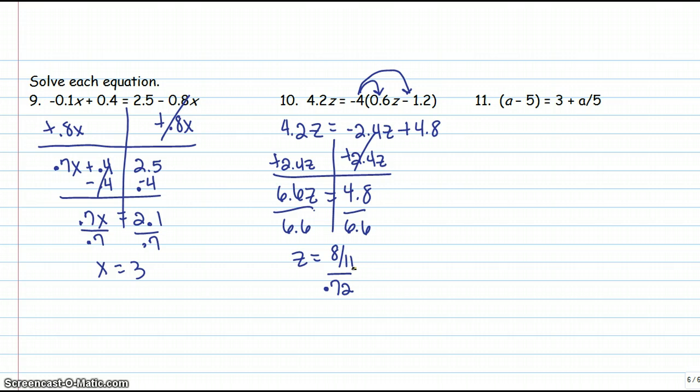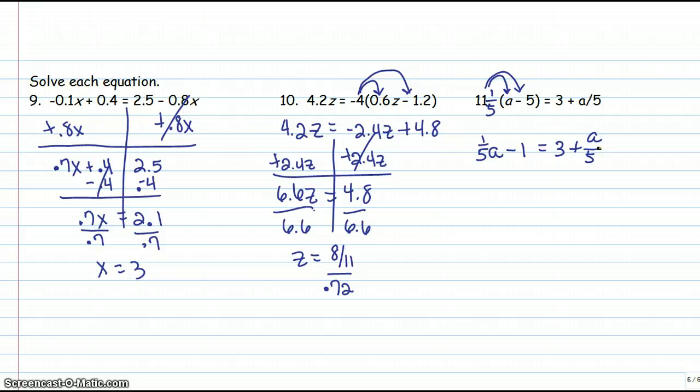Alright, last but not least, I do see parentheses, but there is no number sitting out here in the front for me to distribute. So this is just a minus 5. Oh, wait, there is a number. It's just not here. So the number in front is 1/5. Okay, so we distribute the 1/5. 1/5 times a is 1/5 a. 1/5 times negative 5 is negative 1. Then this is 3 plus a divided by 5.